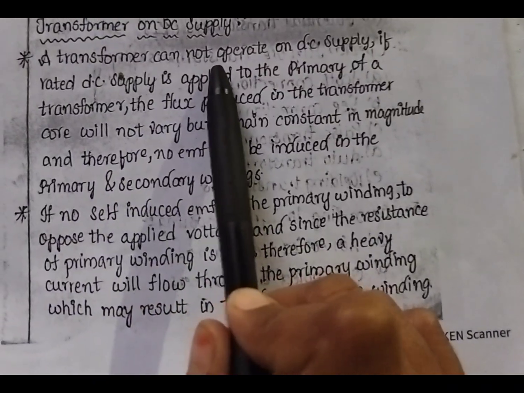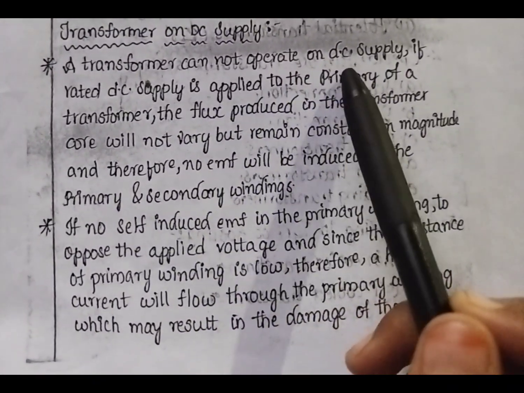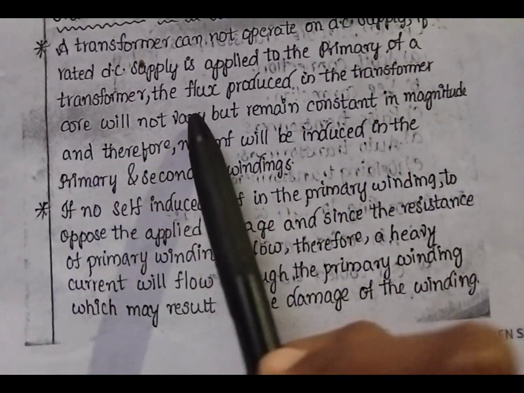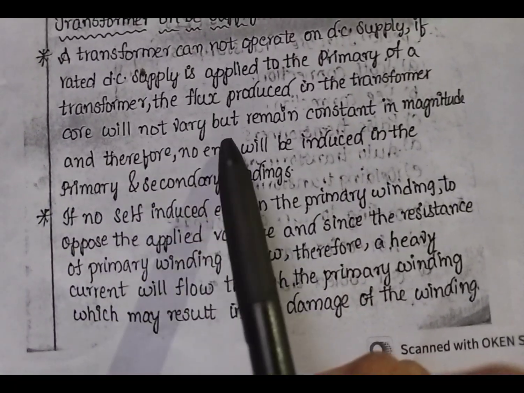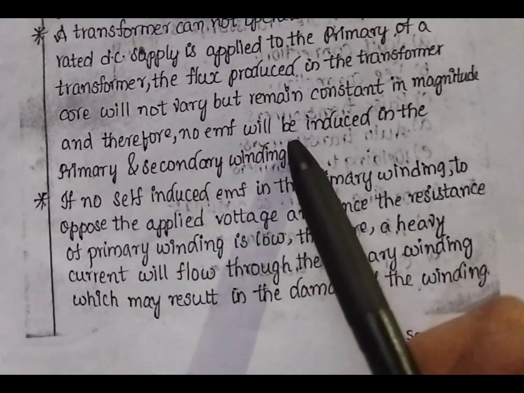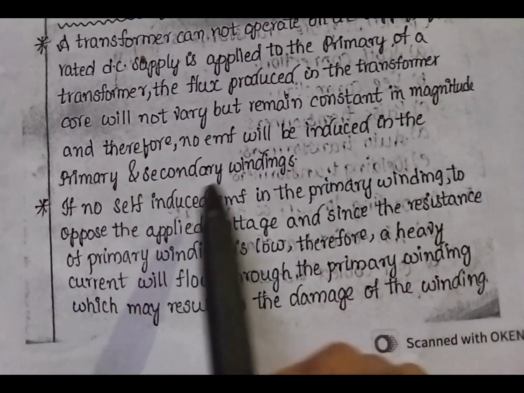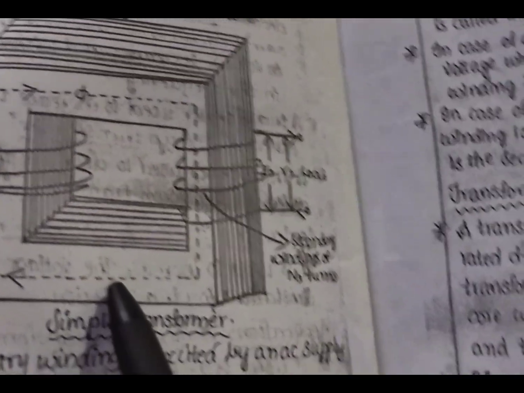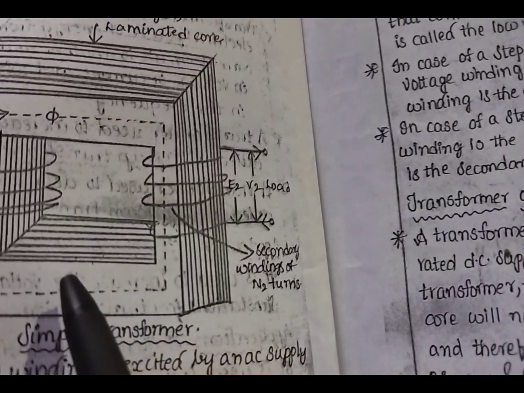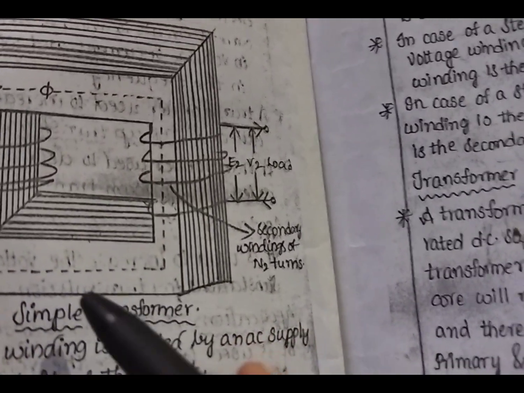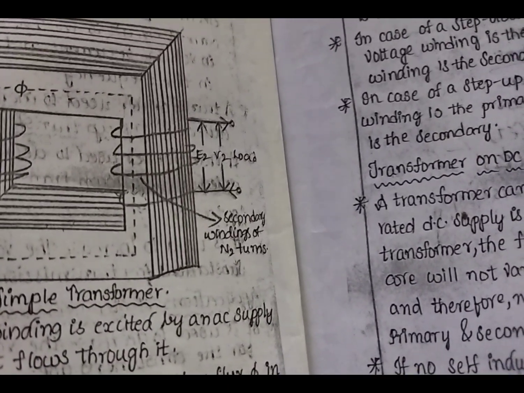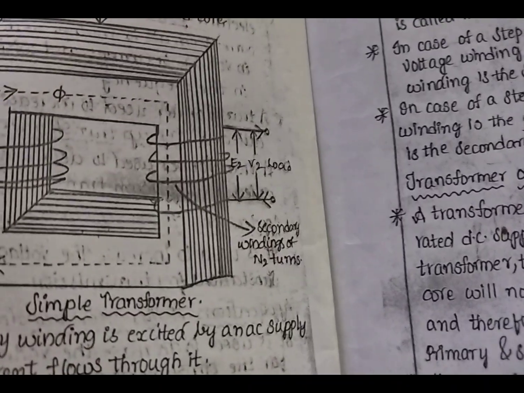Next concept is transformer on DC supply. A transformer cannot operate on DC supply. If a rated DC supply is applied to the primary of a transformer, the flux produced in the transformer core will not vary but remains constant in magnetic field, and no EMF will be induced in the primary and secondary winding. The transformer cannot operate on a DC circuit. The flux should be produced in this process.